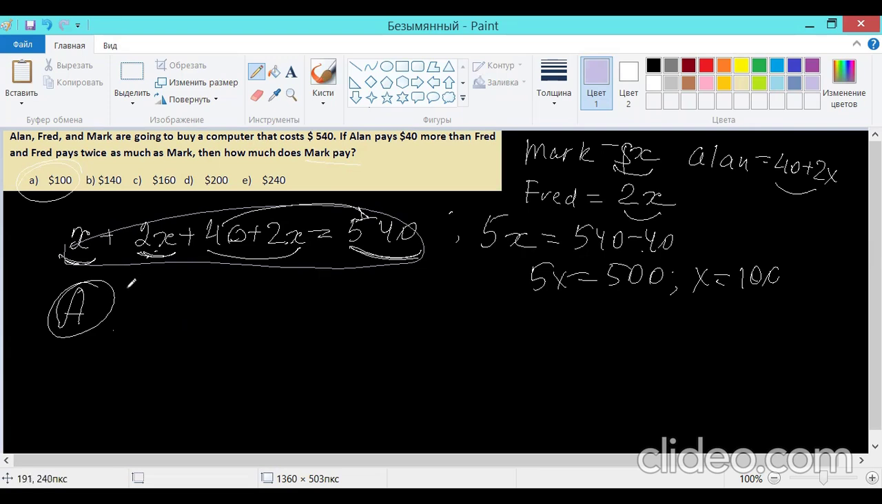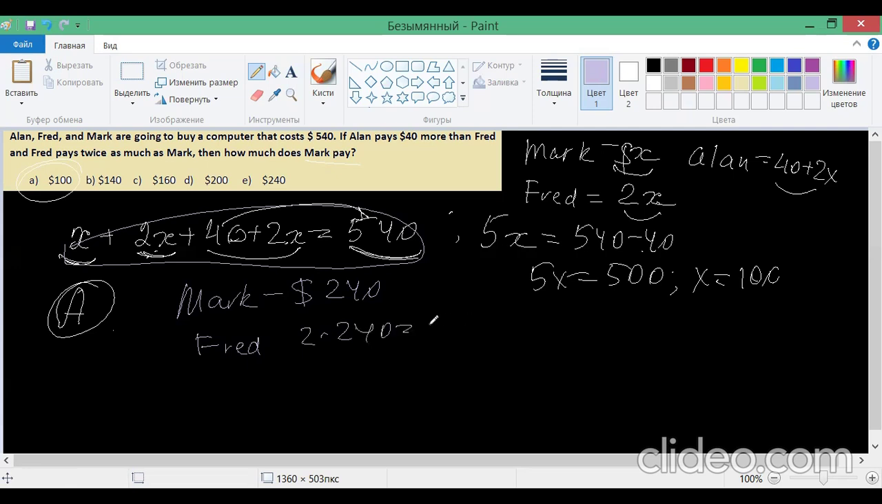I call it guessing. Let's take, for example, 240. Let's assume that it might be the right answer. So Mark gives 240 bucks. In this case, Fred gives twice as much as Mark gives. So it means that Fred gives 2 times 240, 480, I'm sorry, dollars is that amount of money which Fred is ready to give.